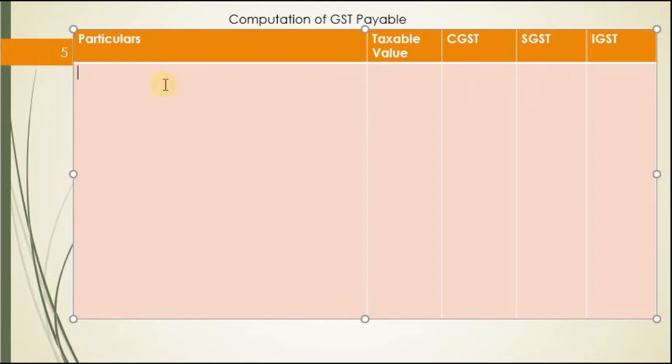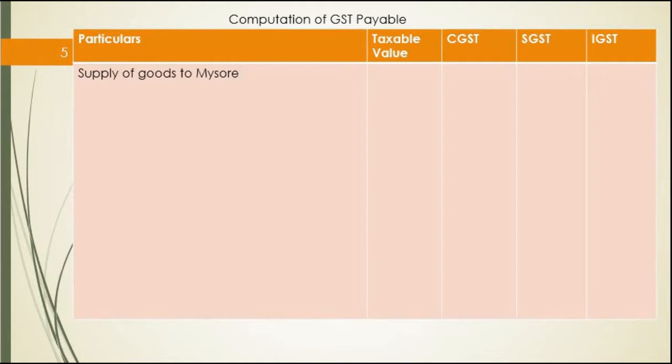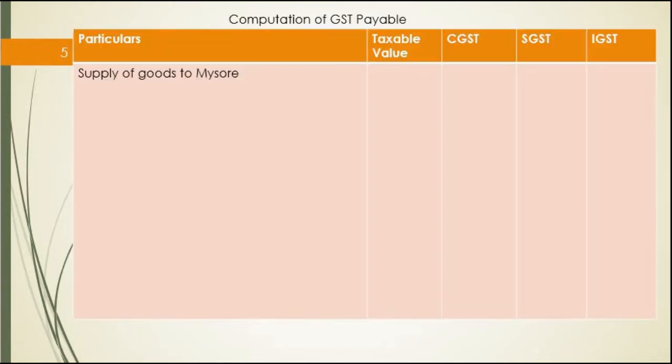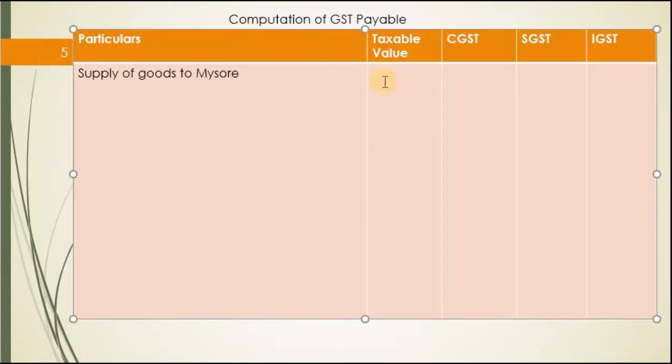First one is supply of goods to Mysore. Whether this is intra or interstate, we have to see the place of business. Charan is a taxable person in Bangalore, so if he is supplying from Bangalore to Mysore, it is an intrastate supply. The value is 14 lakh. We calculate the tax here itself: 14 lakh at the rate of 5%.